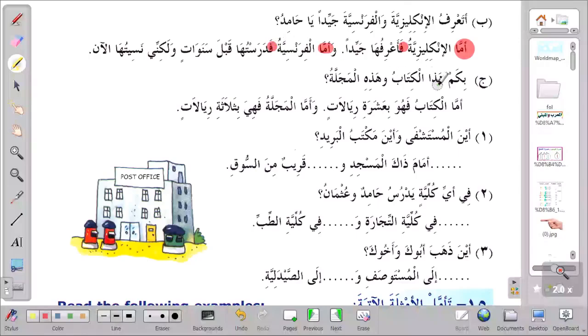Okay. "Bikam hadha al-kitabu wa hadhihi al-majallatu?" We have seen the statement bikam means what? How much, right? So how much is this book and this magazine? They answer by saying "amma al-kitabu fa huwa bi asharati riyalatin," it is for 10 riyals. "Wa amma al-majallatu fa hiya bi thalathati riyalatin," it is for 3 riyals. Okay.